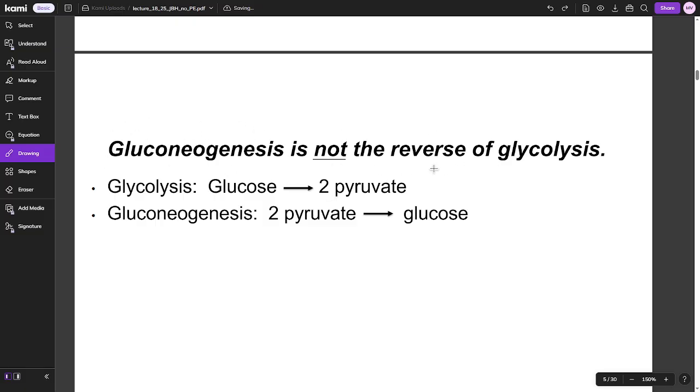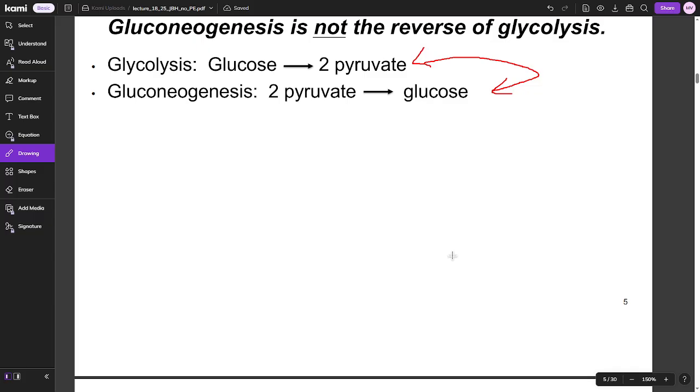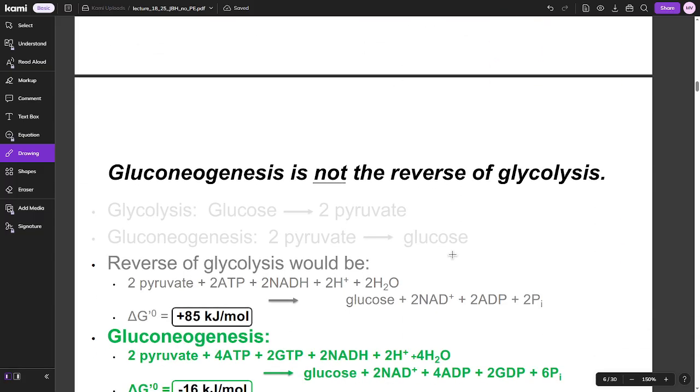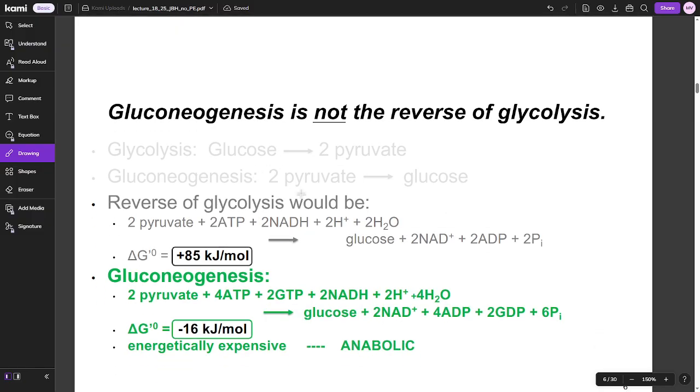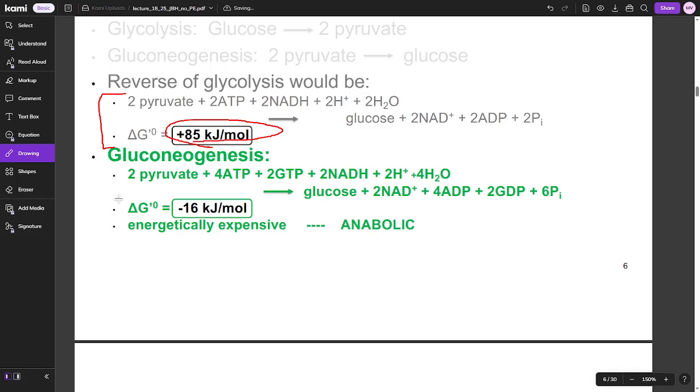And here we go. Gluconeogenesis is not the reverse of glycolysis. Now, these reactions look exactly the same, just reversed, but they are not, right? That is something we have to keep in mind, and I will show you how that works. So if you look here, the reverse of glycolysis would be this reaction. It would be very positive, but if we look at gluconeogenesis, it's actually quite negative. But it's energetically expensive, and it's an anabolic process, right? It's a building up process.